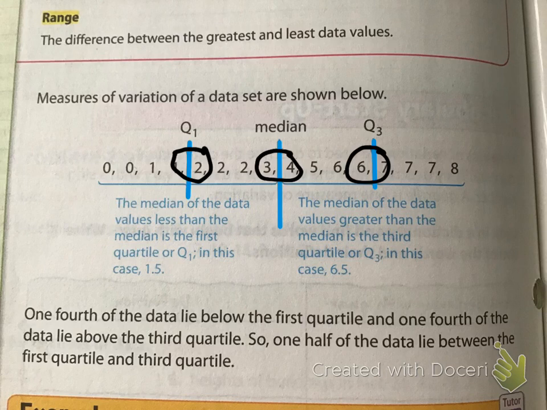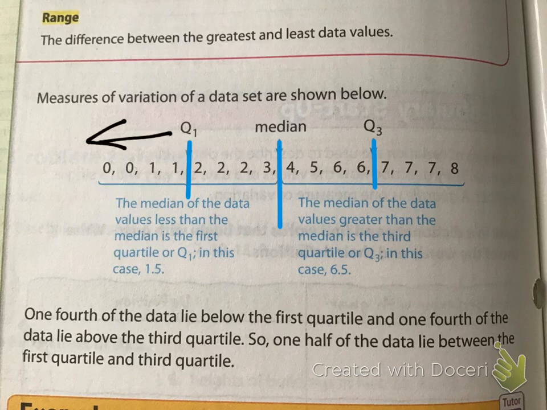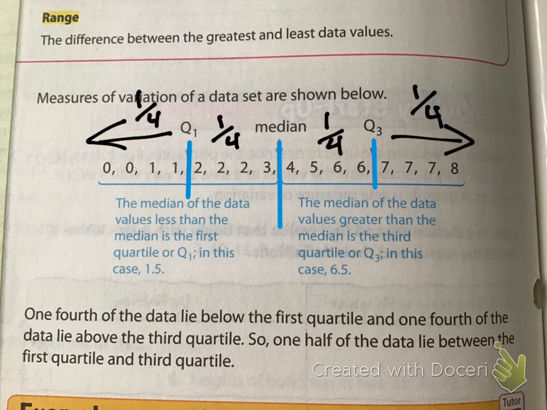So here's what we have. We've now organized it. The point of this is that 1/4 of the data is below the first quartile, and that 1/4 of the data is above the third. Plus, 1/4 is here, and 1/4 is here. So if we were taking into consideration 1/4 plus 1/4 means that half of the data is between it.